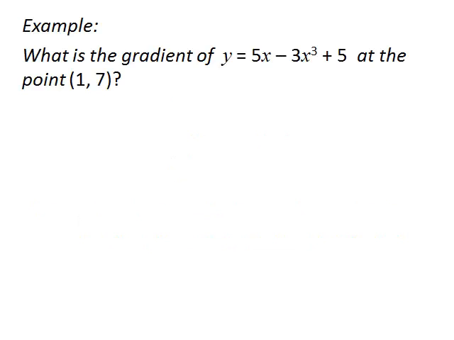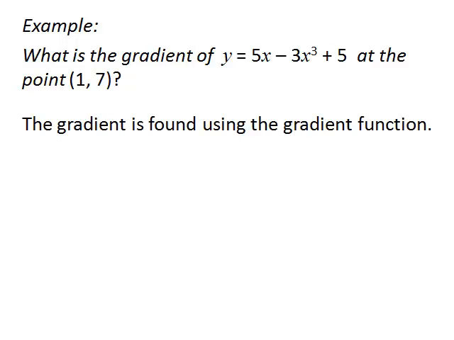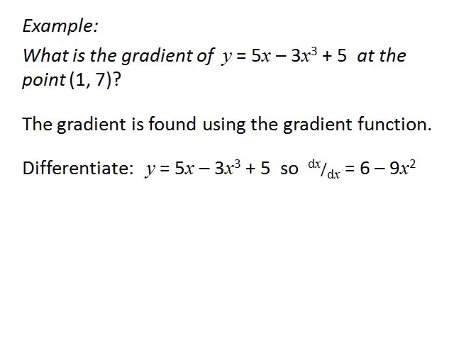Another example. What is the gradient of this graph at the point 1, 7? This time is exactly the same, except instead of using function notation, we're using the y and x notation. So we need a gradient function, and to find the gradient function we differentiate our function. 1 times 5 is 5, and the x to the 1 drops away. 3 times minus 3 is minus 9, and the 3 becomes a 2, and that's a constant, so it's differentiated away.